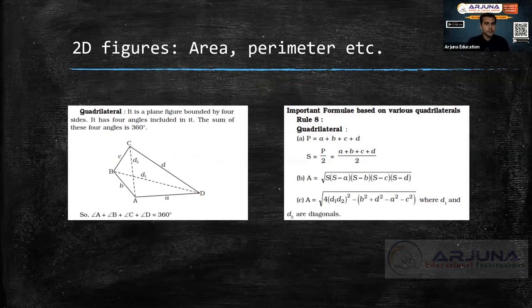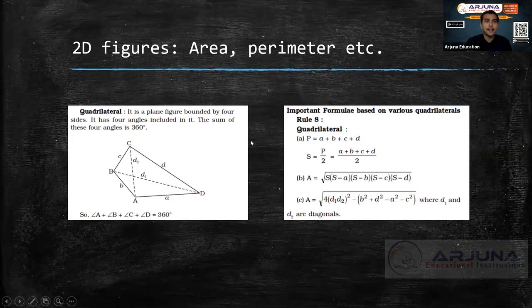Okay. So this is about quadrilateral. For a quadrilateral, there are four angles, and if you add these angles, you will get 360 degrees. And what is perimeter of the quadrilateral? A plus B plus C plus D. And amazingly, the formula of Heron's triangle we have studied, a similar formula you can apply for quadrilateral. That is A equal to root of S into S minus A into S minus B into S minus C, and here S minus D also comes, as there are four sides.